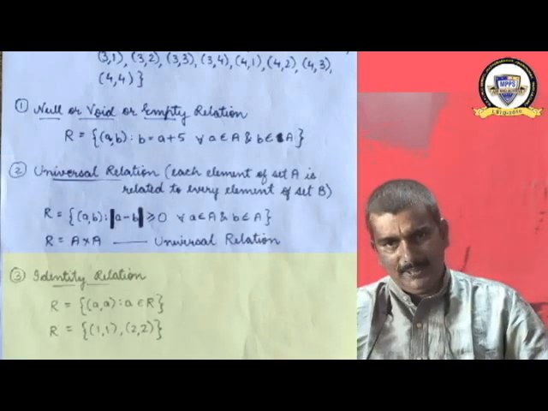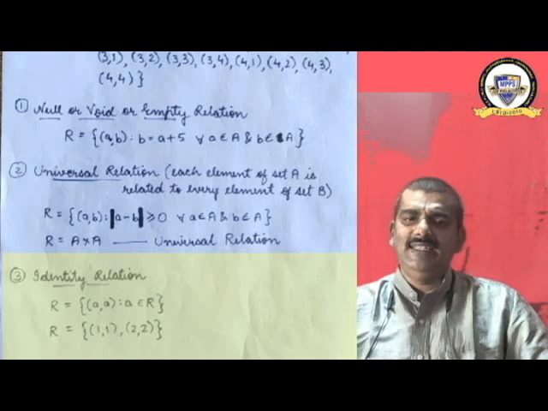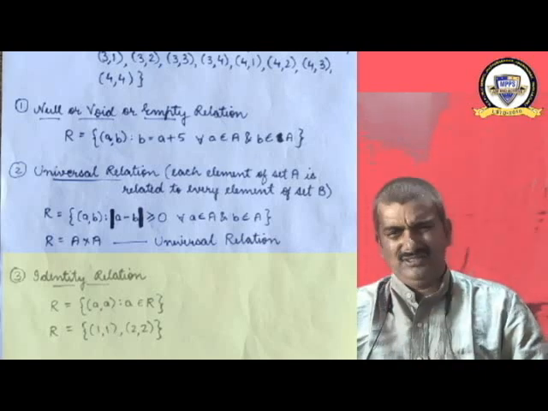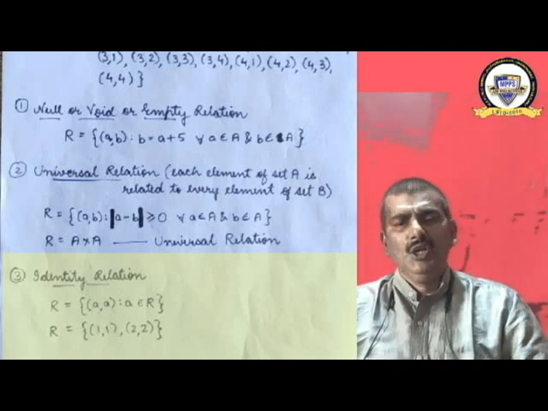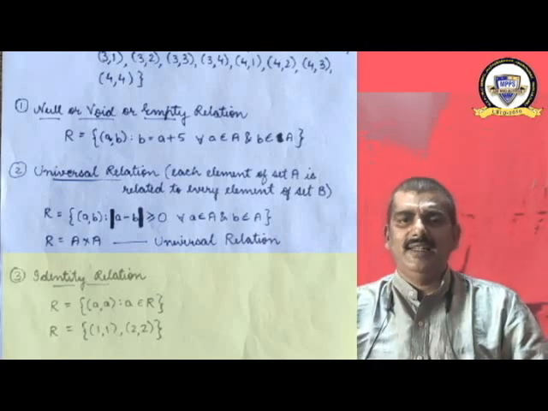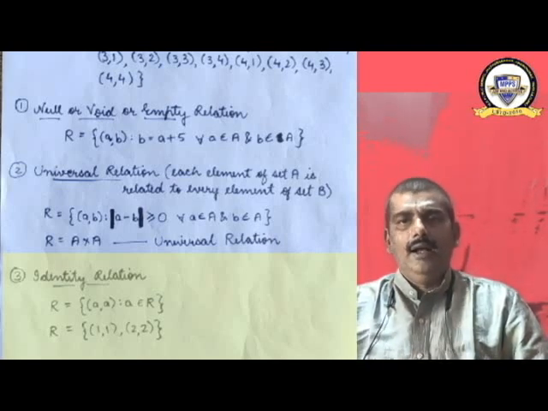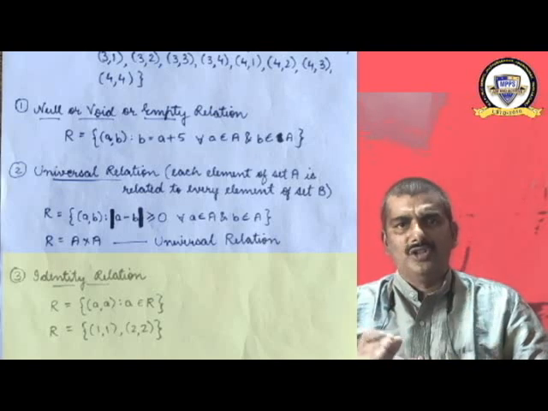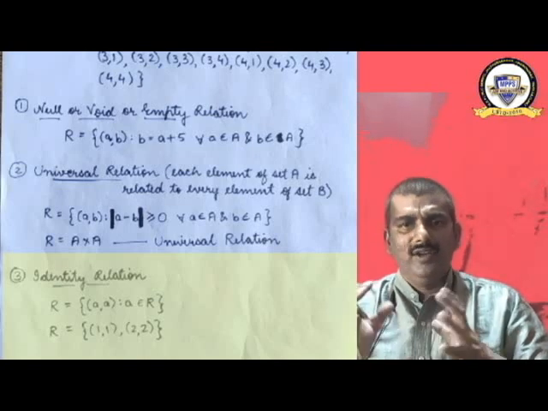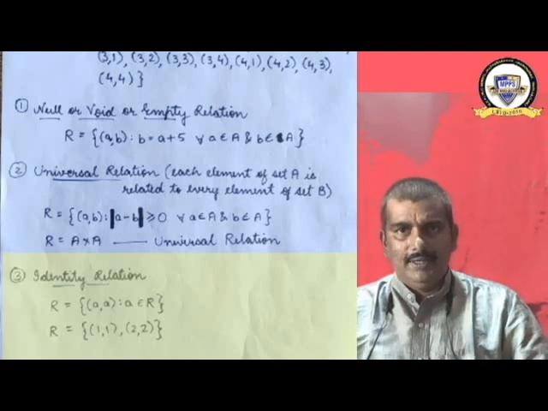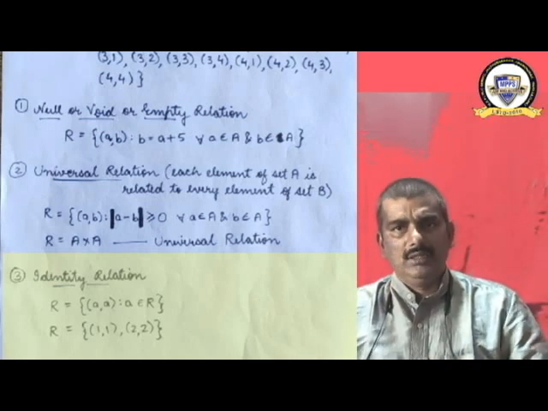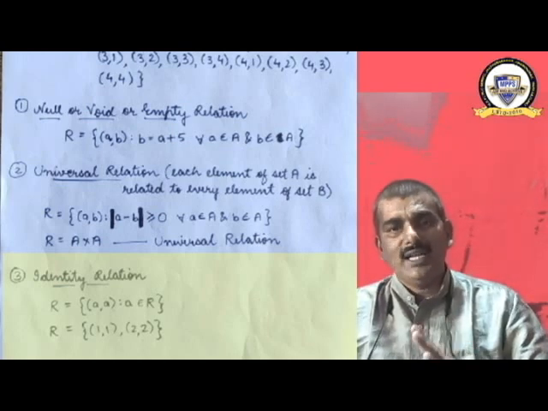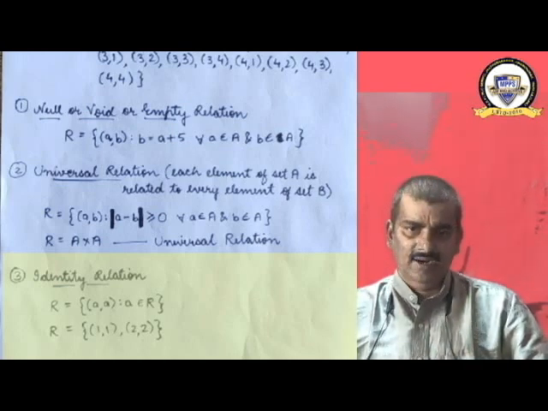Are you clear, everybody? Now the third type is the identity relation. That is not that much important. Still, you can understand this one. Consider set A and A cross A. If you consider some ordered pairs like (1,1), (2,2), (3,3), (4,4), then what can we say? That is called the identity relation.